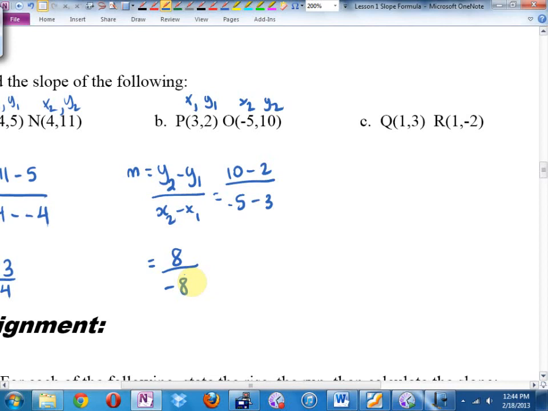Is that right, Mr. Duick? Do you get 8 over -8? Yeah. Which reduces to positive divided by negative. If you're graphing this line, go down 1 over 1, down 1 over 1, and keep going.